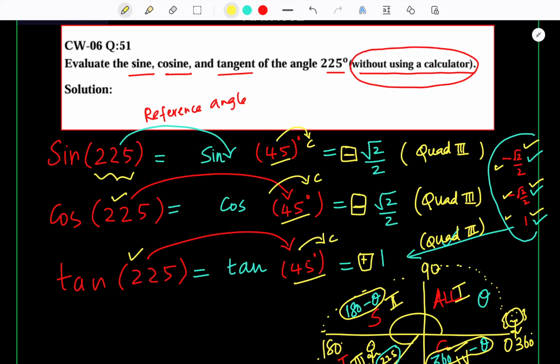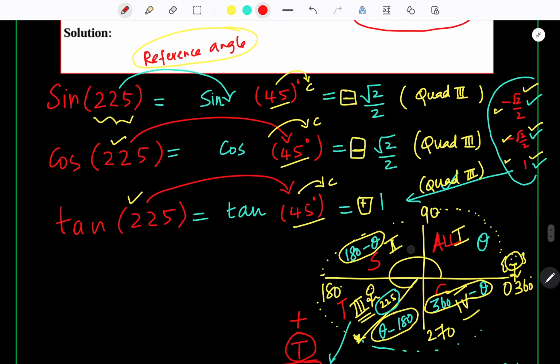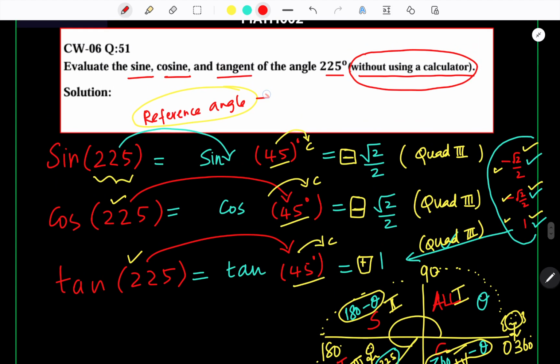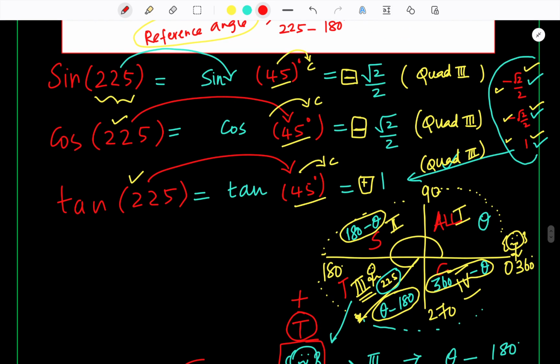So you need to write sine 225 is equal to 45. How? Using the reference angle. What is the reference angle, teacher? Because he is in the third quadrant, I use the formula theta minus 180, so 225 minus 180. Is this the same for every problem, teacher? No. Because the man is standing in the third quadrant, so this formula. Suppose he is standing in the second quadrant, then the formula is 180 minus theta.